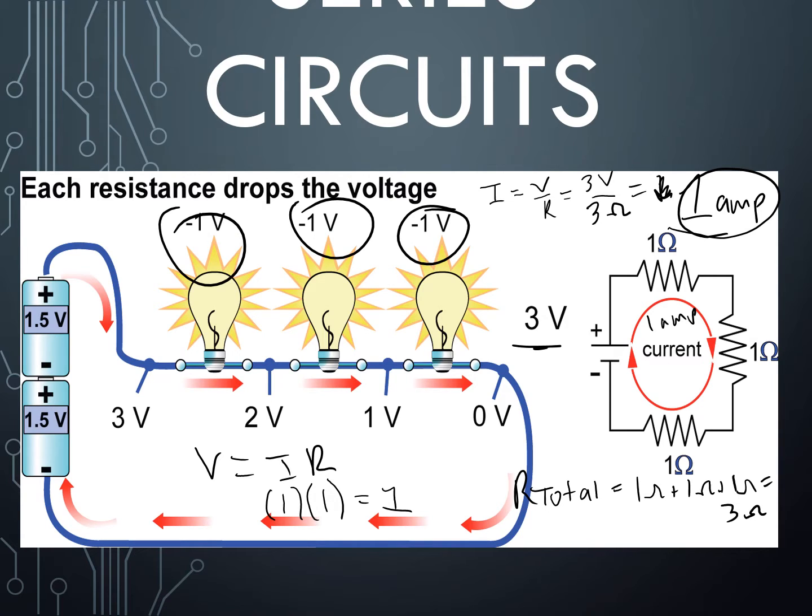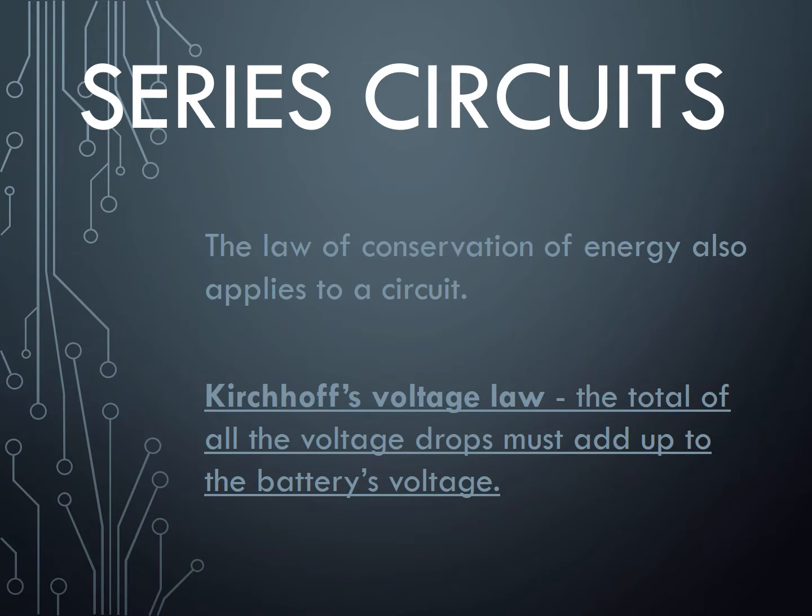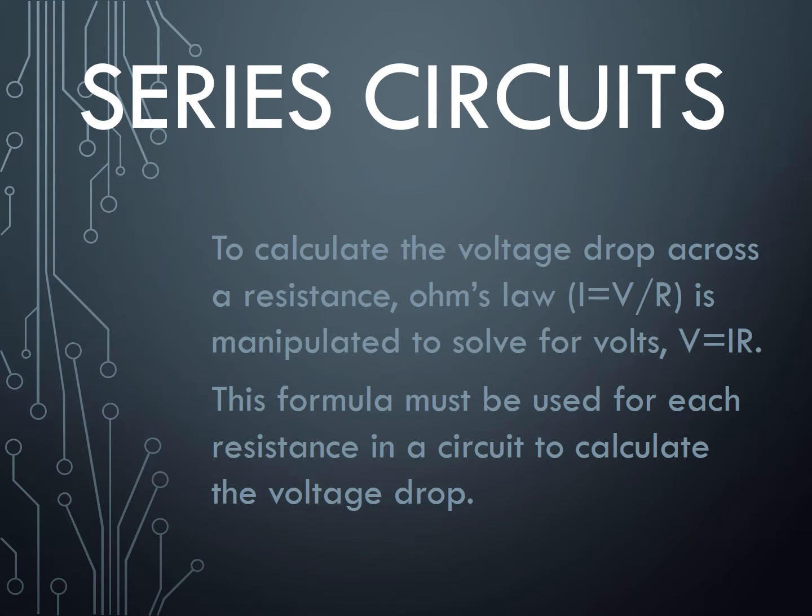The total of all the voltage drops is 3V. If you notice, I dropped -1, -1, -1, that's 3V, which happens to be the same as your battery. And so all of this just cycles through. The law of conservation of energy also applies to circuits. So the energy has to be the same, so the total of the voltage drops must add up to the battery's voltage.